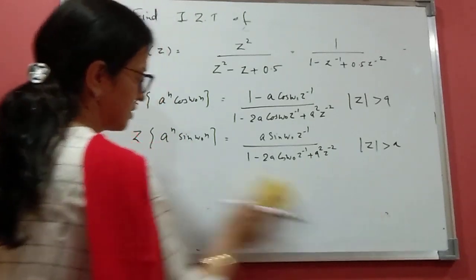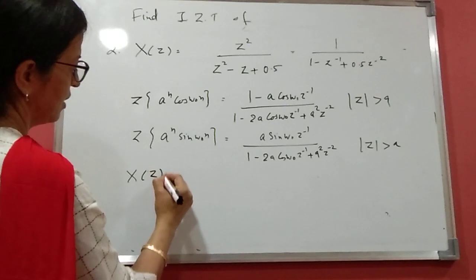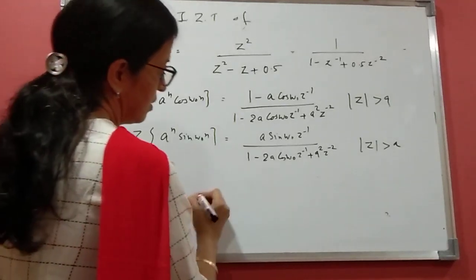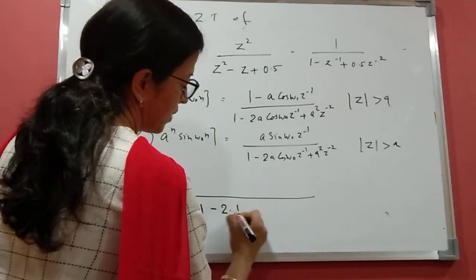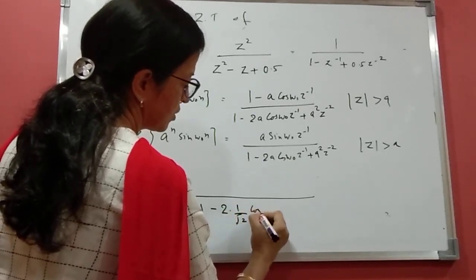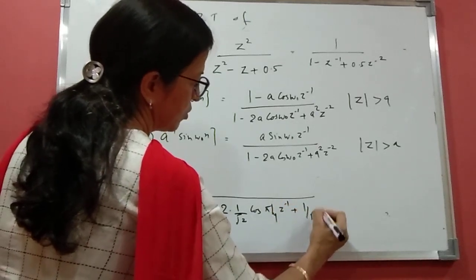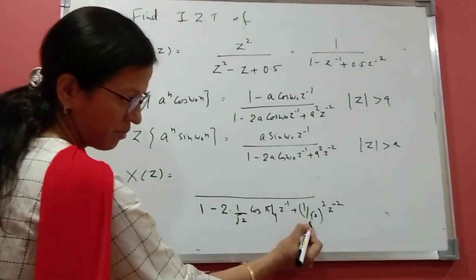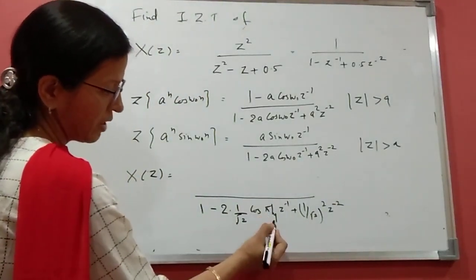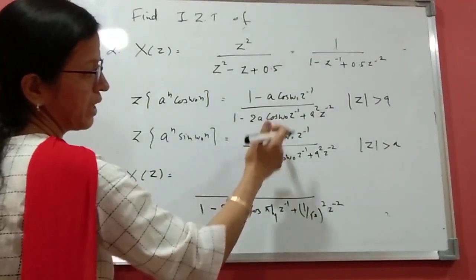So, omega naught is pi by 4. I will write this as X of z equals, the denominator we got as 1 minus 2 into 1 by root 2 cos of pi by 4 z inverse plus (1 by root 2) squared z raised to minus 2, as we got a as 1 by root 2 and omega naught as pi by 4. But in the numerator also we should get 1 here, so we have to arrange these two.